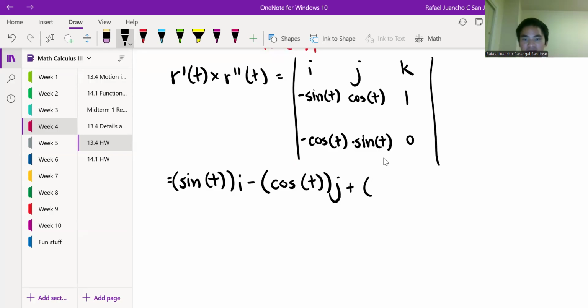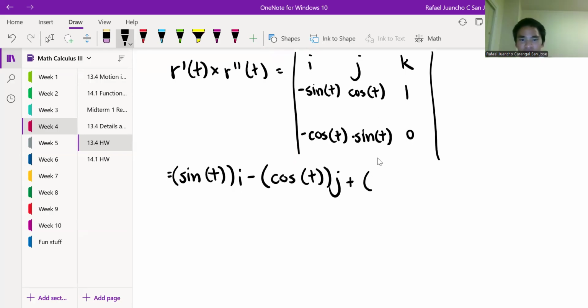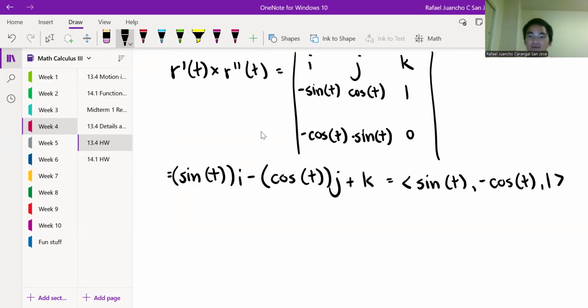Then I add it to my k. So I take out my k's, I get what? Negative sine t times negative sine t, I get, well, sine squared t. I get sine squared. I subtract that to my negative cosine times cosine, so I get a negative cosine squared. So it's actually plus cosine squared. And oh, look at that. That's 1. There's a trig identity once more, so I get 1. I get k. And then pretty much all I get here is this vector here, which looks really nice. There we go.